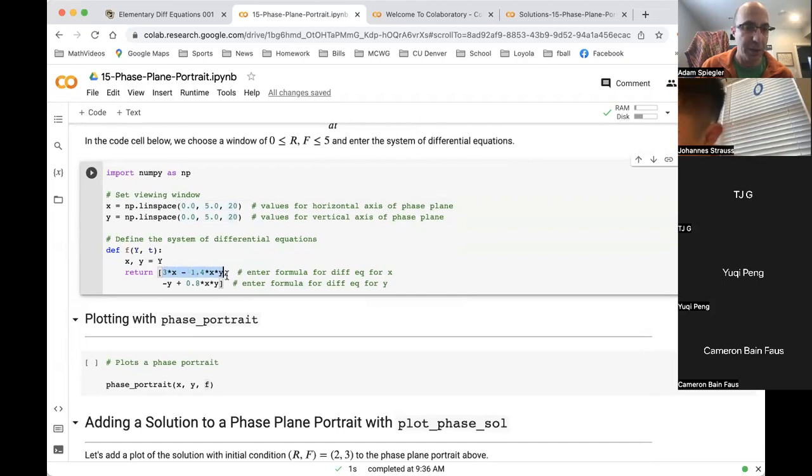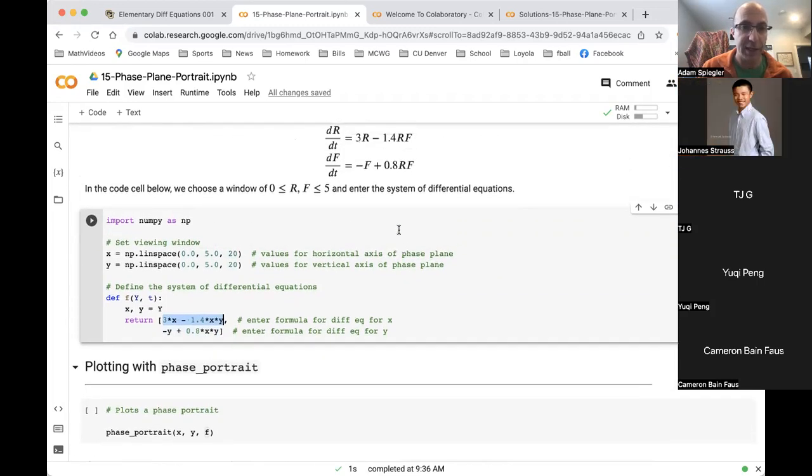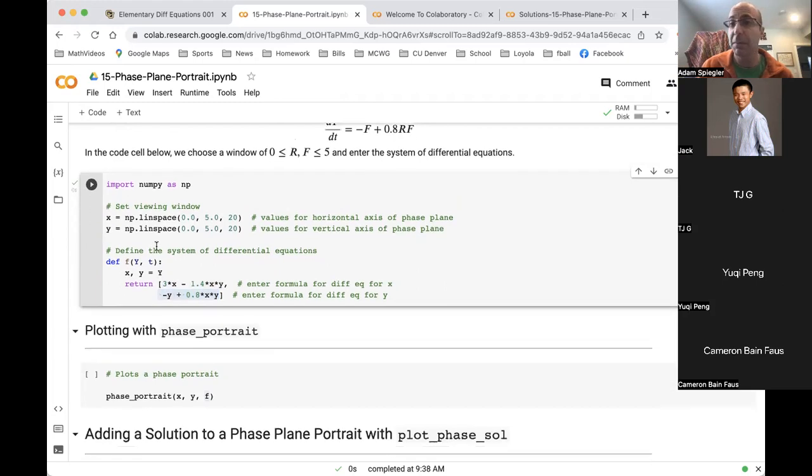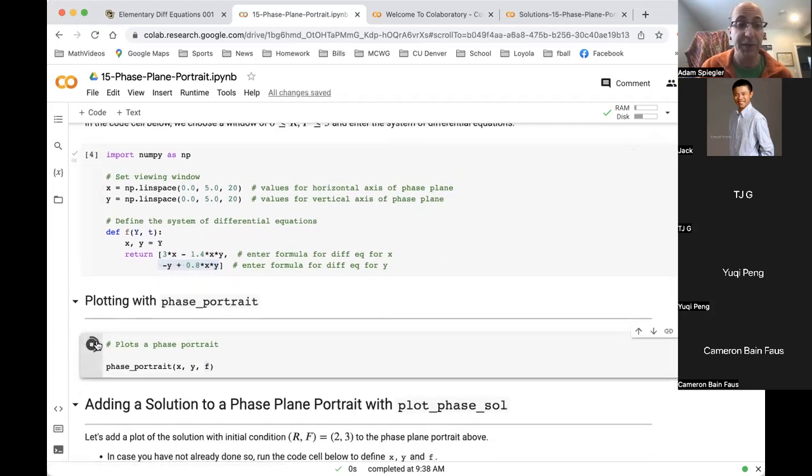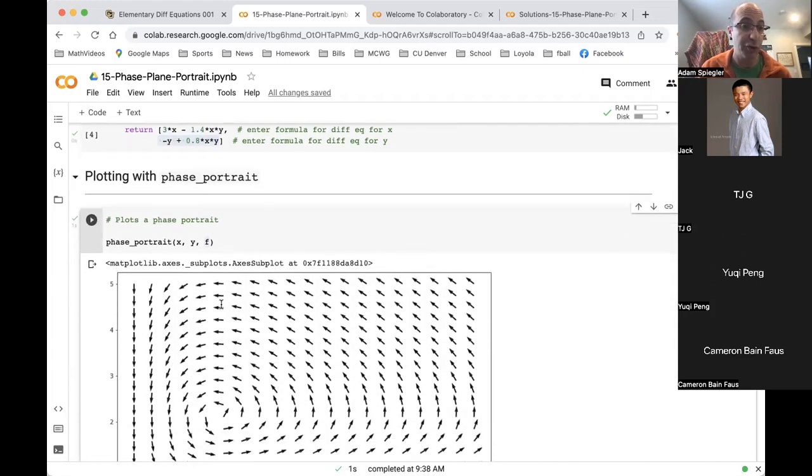Then down here, the two places where we're going to need to enter our functions are right down here in the return section of the function. So first, I enter the differential equation for x. In this case, I've got 3 times x minus 1.4 times x times y. So r is my x in this case, and f is my y. And then down here, I'm just entering the differential equation for f. And that's all I need to enter: what is my range of x and y values, and what is the system of differential equations. Now I run phase portrait plot.